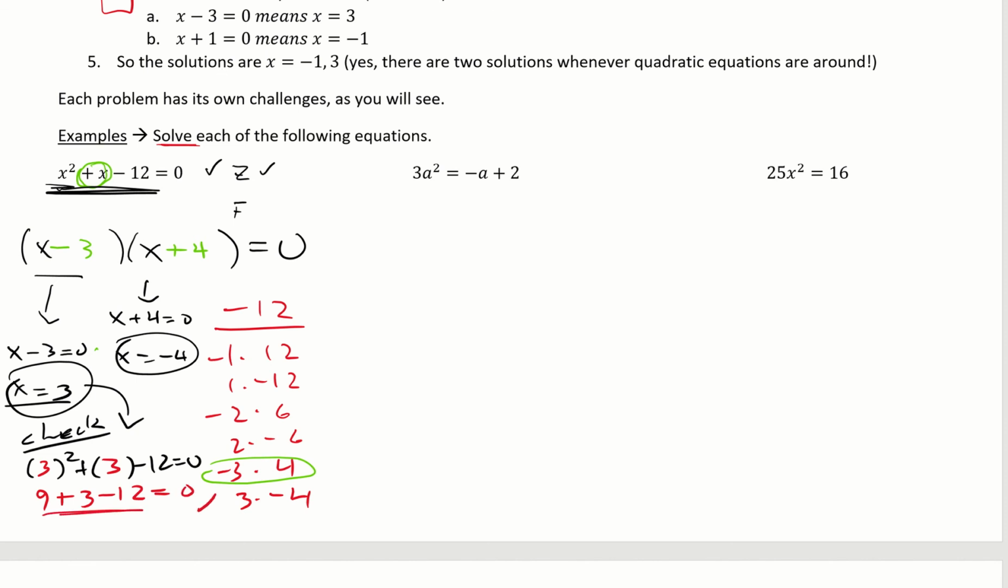Okay. So all of that is a very quick way to show how this is done. 0 on one side is important because we're using the 0 property. Factor means divide it, and then solve means conquer each one of those guys.